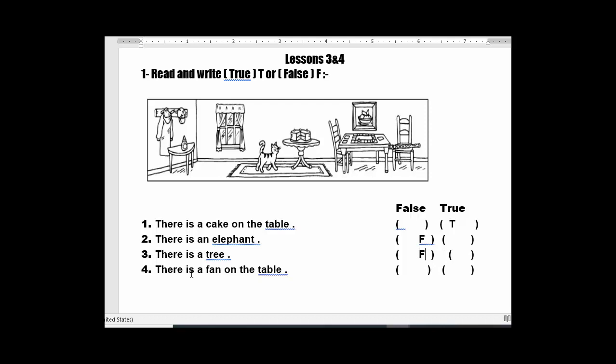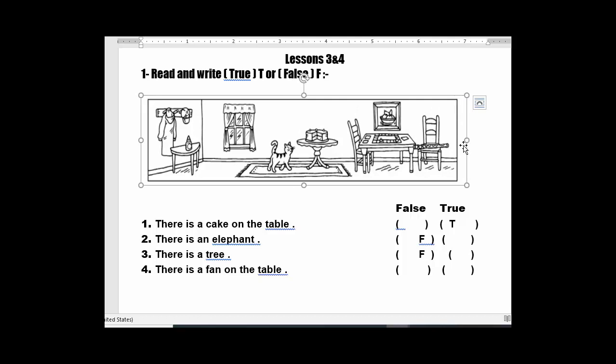Number four, there is a fan on the table. We use a fan in summer, as you know. So where is the fan? It's not a fan, I think. There is no fan on the table. So the answer will be false.